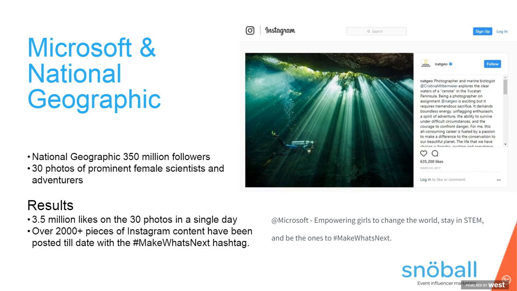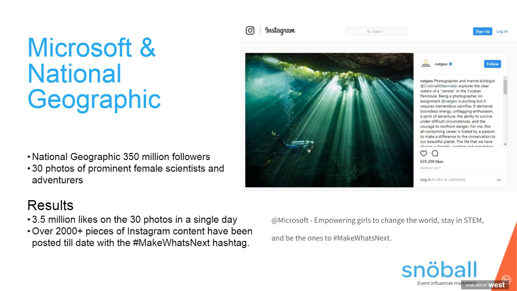It's really for B2B. In this case, what you see on screen is Microsoft and National Geographic, who partnered up to drive a campaign they called What's Next, Make What's Next. It's really about empowering girls to change the world and stay in STEM, inspiring other girls to be part of the science and technology world and be part of what's next.